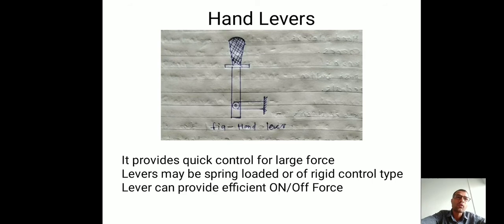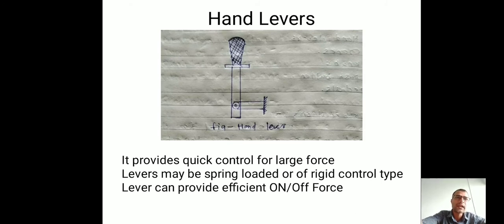So hand lever provides quick control for large force. Means as you know, while driving, if a certain emergency is there, we have to operate the hand lever to stop the vehicle in an emergency, correct? So if we use this hand lever, it will apply a large force, and due to that large force, we can stop the vehicle in a quick manner.